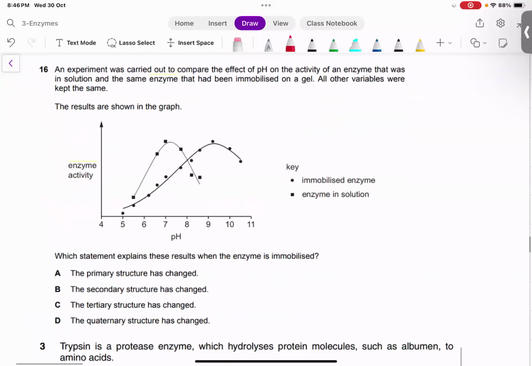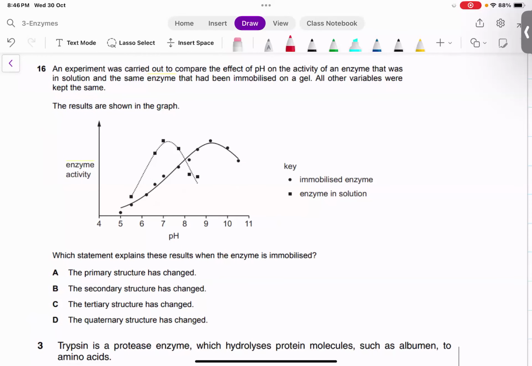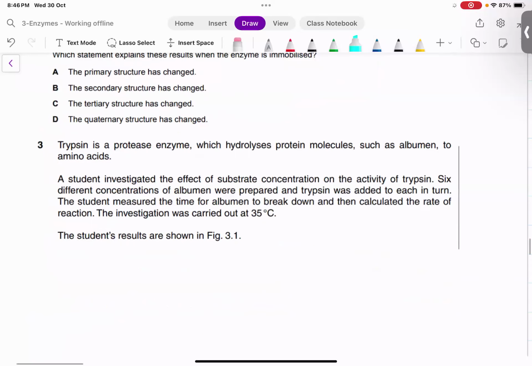Let's see now. An experiment was carried out to compare the effect of pH on the activity of enzyme that was in solution and the same enzyme that had been immobilized on a gel. All other variables are kept constant. So we will discuss immobilized enzymes and free enzymes, and then we will come back to discuss this question.